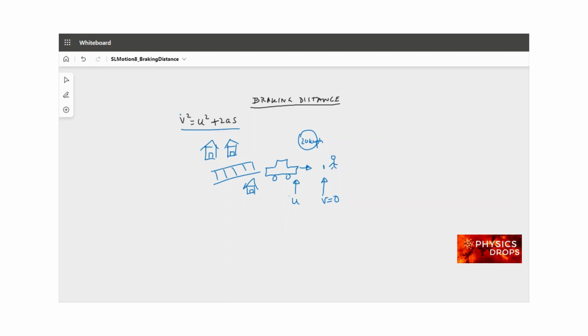So if we look at this particular kinematic equation, we can say v squared is equal to u squared plus 2as, and if we substitute the values, we get 0 equals u squared plus 2as. From this we can say that s equals negative u squared by 2a. So this distance, the displacement s, is the braking distance. In a straight line motion, this displacement is the same as the distance. So this is the braking distance.